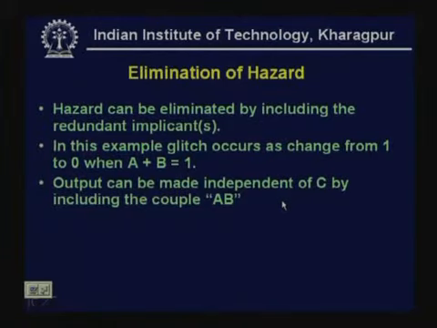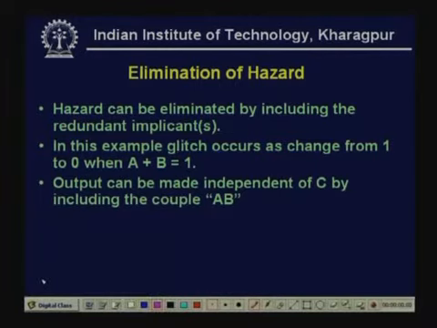Now, what we are discussing is how we can eliminate the hazards, the elimination of hazards by K-map. See, the hazards can be eliminated by including the redundant implicants. So, in this particular example, a glitch occurs as the C changes from 1 to 0. So, already we have seen that if C changes from 1 to 0 and when A plus B equal to 1.